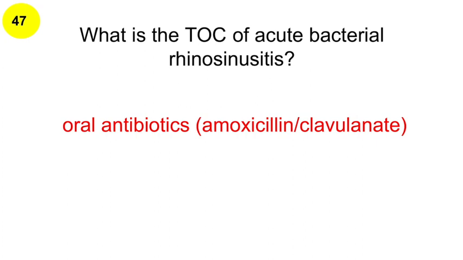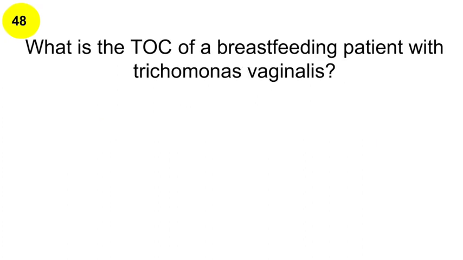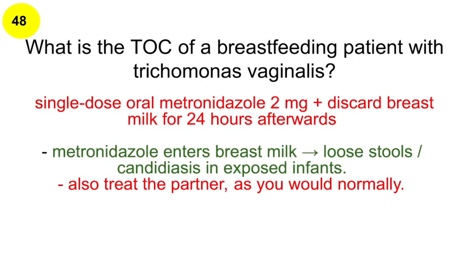What is the treatment of choice of a breastfeeding patient with Trichomonas vaginalis? A single dose of oral metronidazole, 2 grams, and then you want to discard the breast milk for 24 hours after you gave the patient this medication. So metronidazole can enter breast milk, causing loose stools and candidiasis in exposed infants. Also, it's high yield that, just like for any other Trichomonas vaginalis infection, whether pregnant or not, you always want to treat the partner.